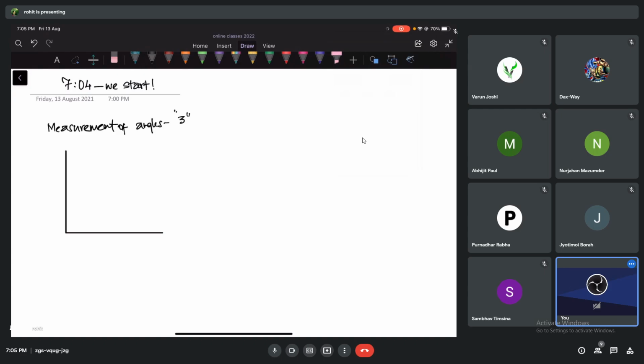Obviously you have already some ideas. We use a protractor to measure the angles. The protractor is going to tell us the angles in a unit, that is your degrees. We have this line here.